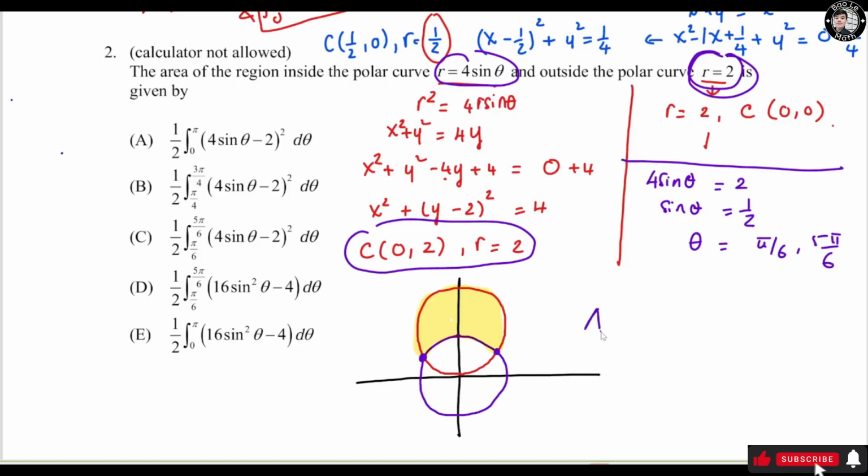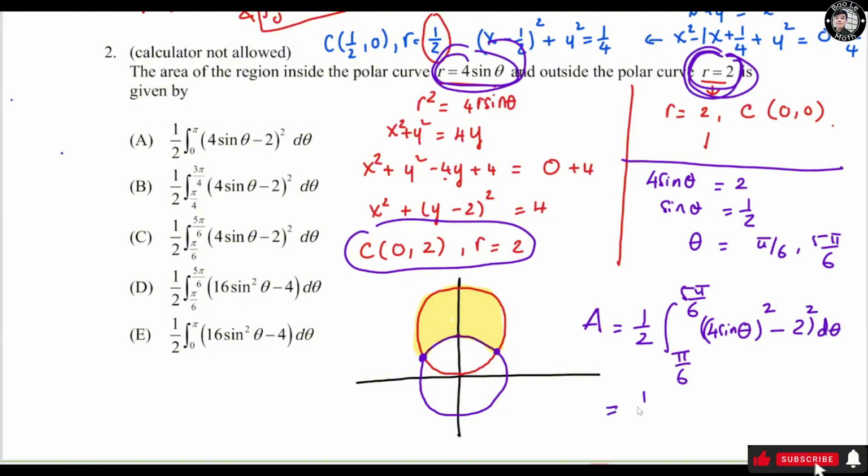Now you have the formula, area is going to be 1/2 the integral from pi over 6 to 5 pi over 6, right? The outer radius is this guy right here, right? So you have 4 sine theta altogether squared, subtract the inner radius. The inner radius is right here, 2 squared d theta, right? It's going to be 1/2 integral from pi over 6 to 5 pi over 6, 16 sine squared theta subtract 4 d theta, right? So the answer must be D.